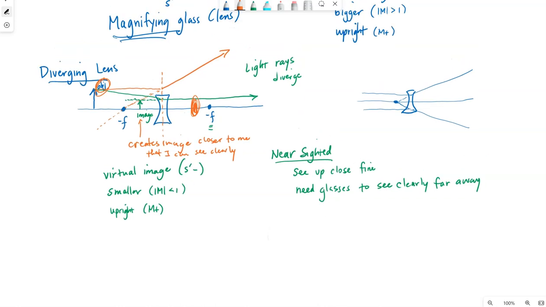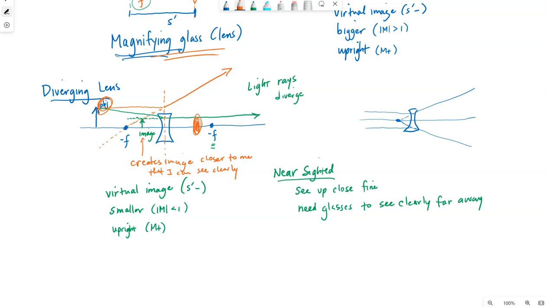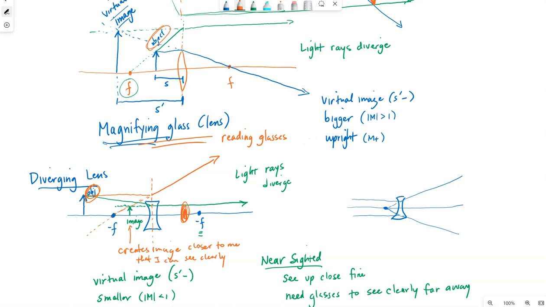A converging lens, magnifying glass, these are also reading glasses. So if I scroll up here, if we need reading glasses, that means we can't hold a book at a normal, comfortable length and read the words clearly. We need to hold it farther away, which, as we get older, it's very common to need reading glasses. So the reading glasses, again, your eyeball would be right up here. It's creating a virtual image that's farther away, where you can read it clearly. It also magnifies it, which helps.